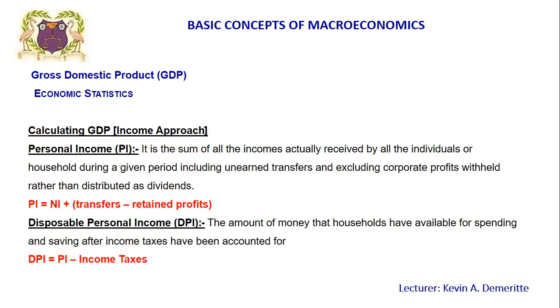And finally, you'll be asked to calculate disposable personal income. So disposable personal income, it's not just the amount of money that households have available. It is the amount of money that households have available for spending and or for saving after government gets its cut, after income taxes have been accounted for. So disposable personal income is all the money you get coming in, and then you take out what government is taking out in income taxes. So disposable personal income, or DPI, is your personal income minus income taxes.